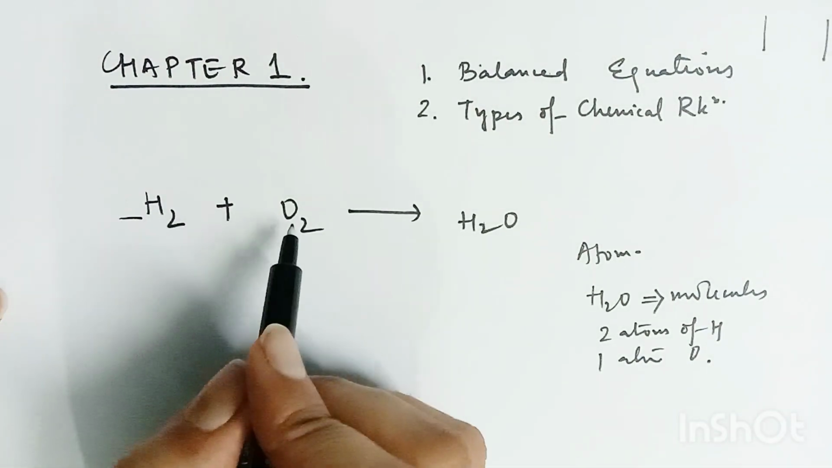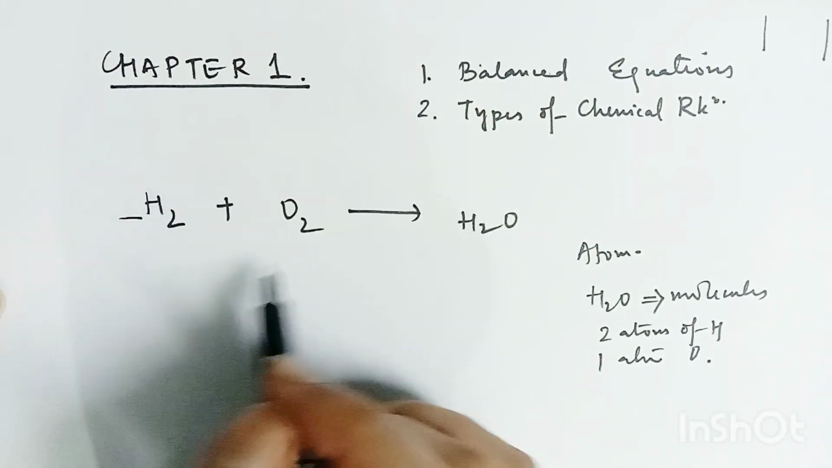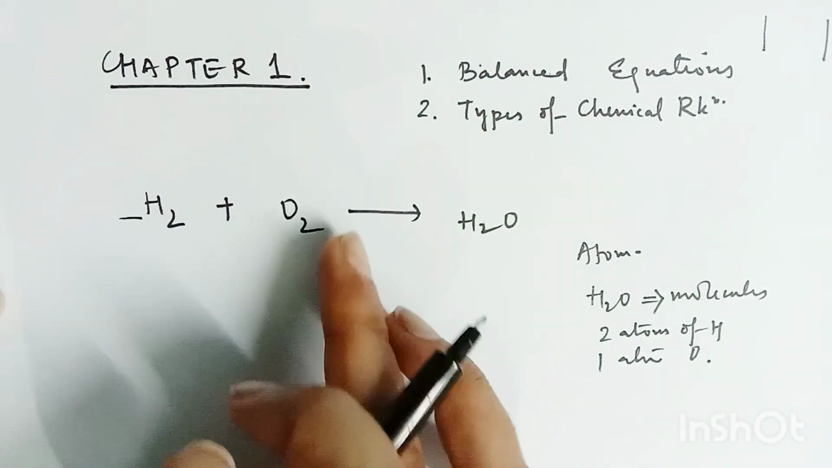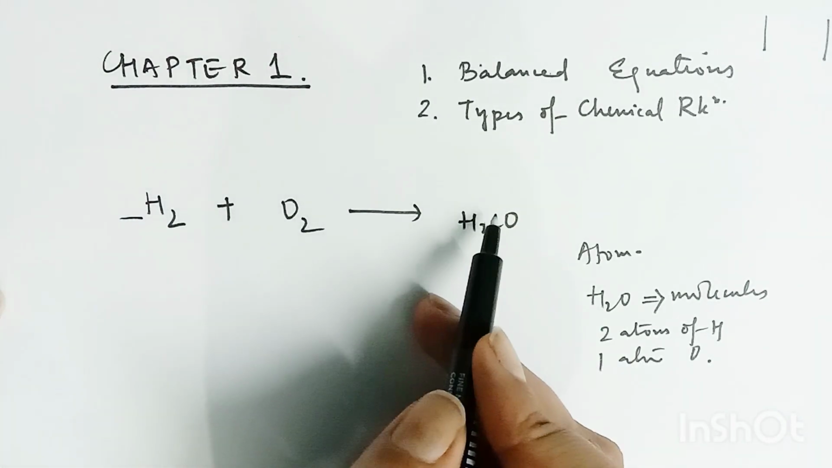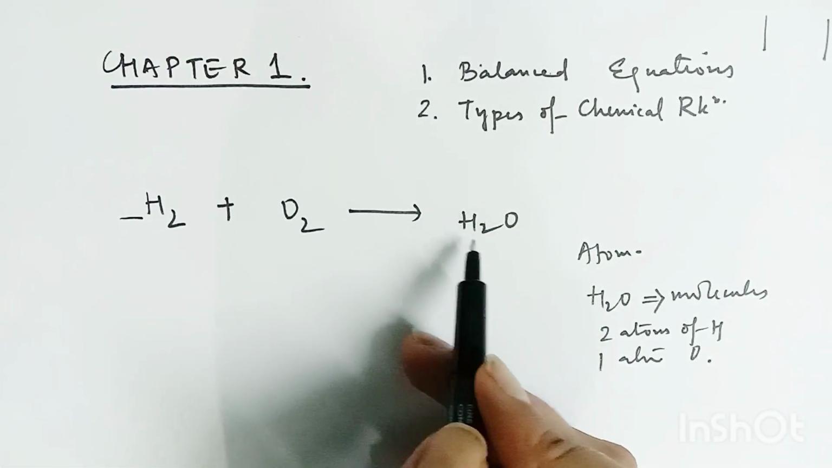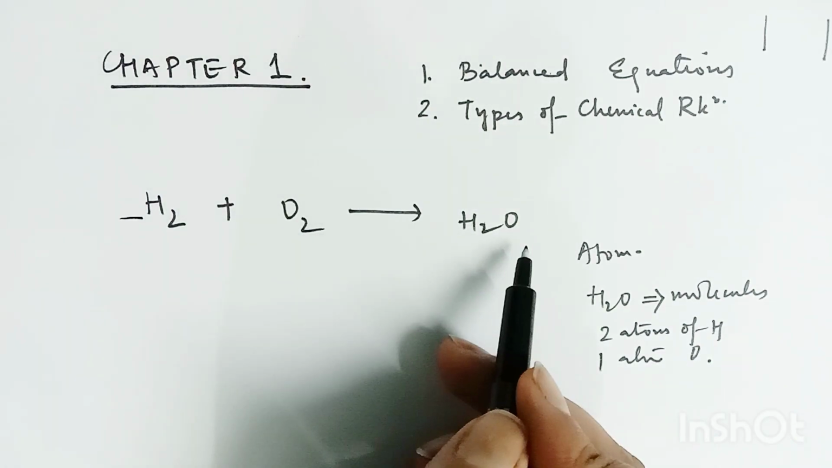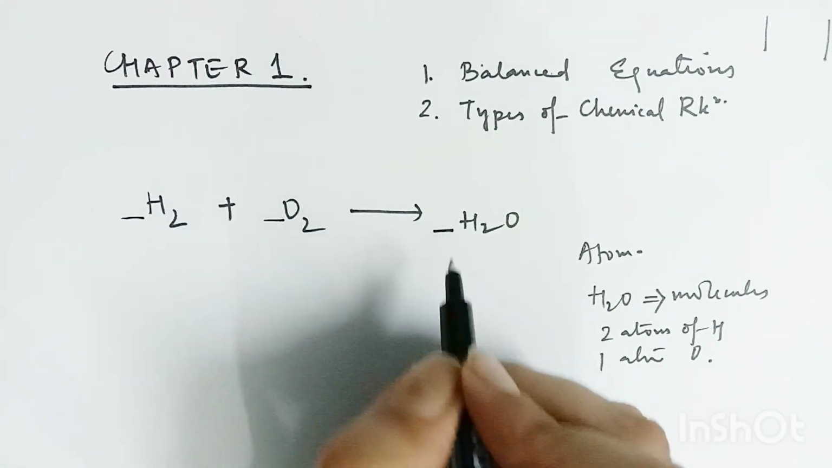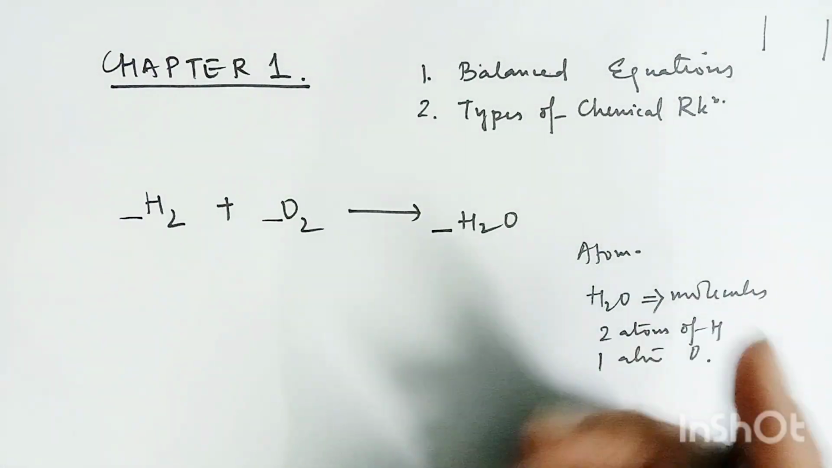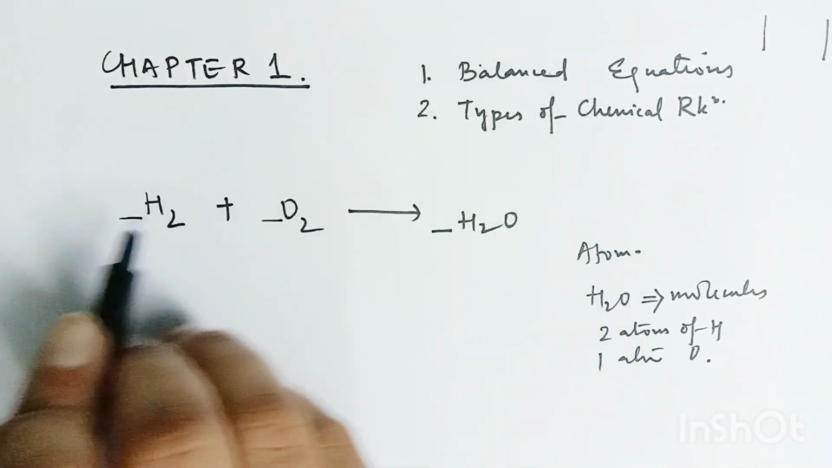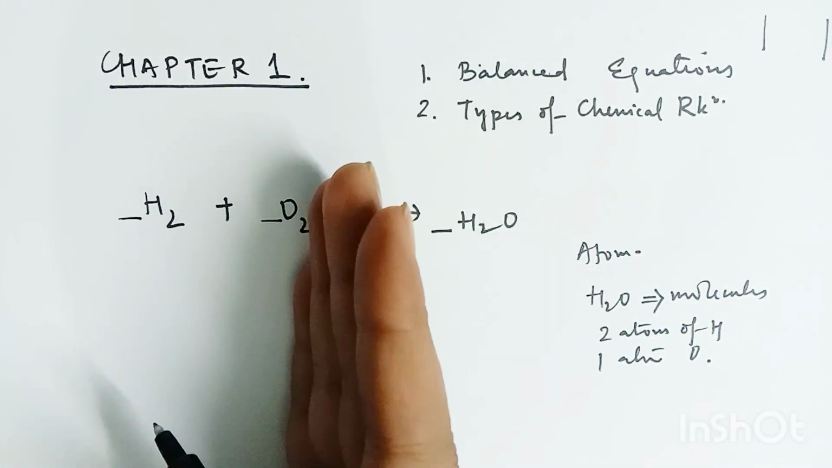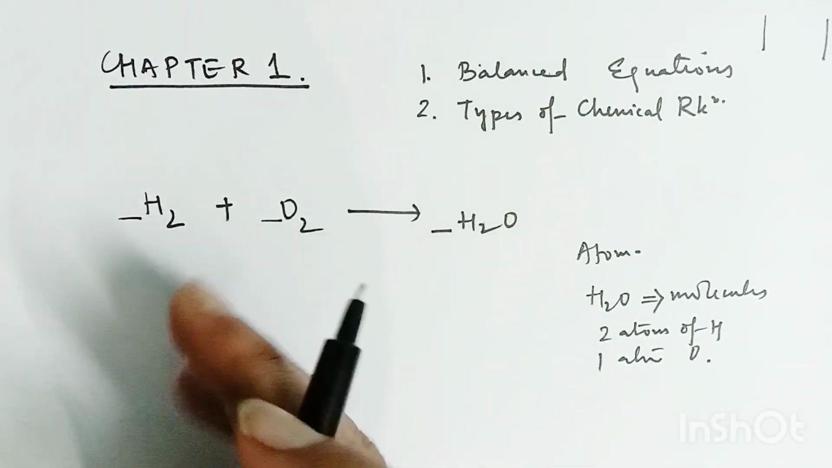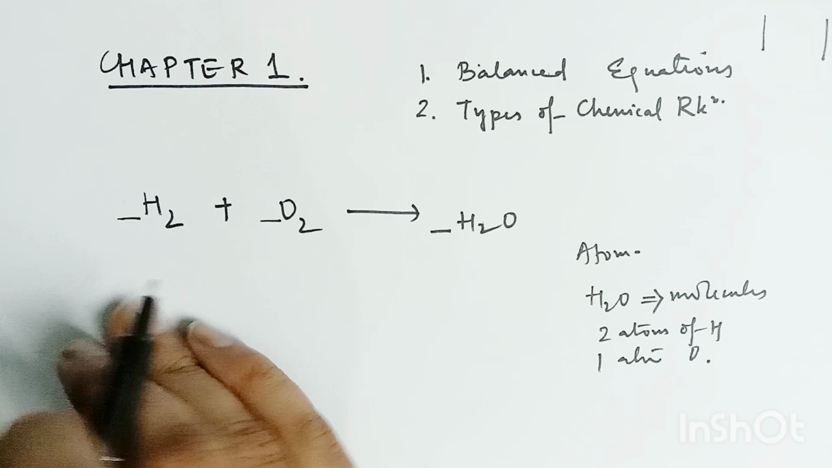The H2 and O2 in this reaction are called reactants, those on the left side of the equation, and on the right hand side is the product. Now we can put a number only in front to balance our equation. Some people put it here, that is wrong. You can put it here. Now you have to see how many atoms there are of the different elements on the right side and on the left side.